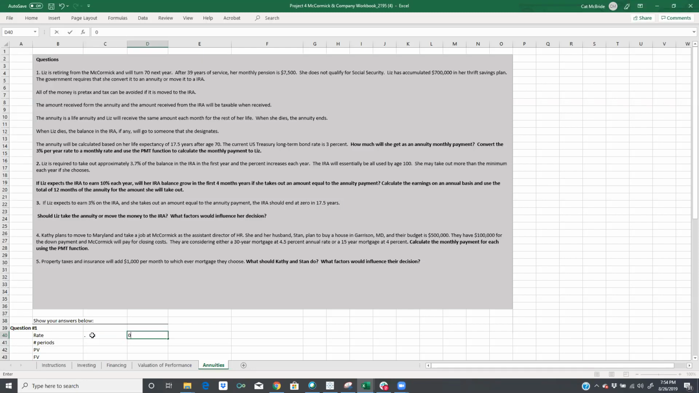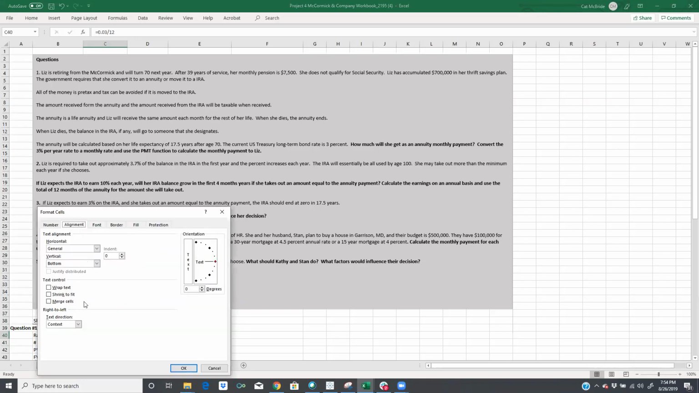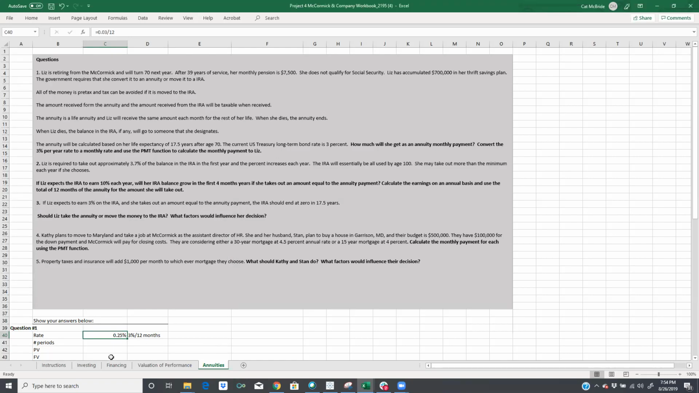Can't type. Let's try this again. 0.03 divided by 12. Oops, that didn't work, did it? Equals 0.03 divided by 12. And I'm going to go ahead and just format this so that we remember that it's a percentage. So I'll just say format and go to my number and say it's a percentage. There, now we have the percentage.